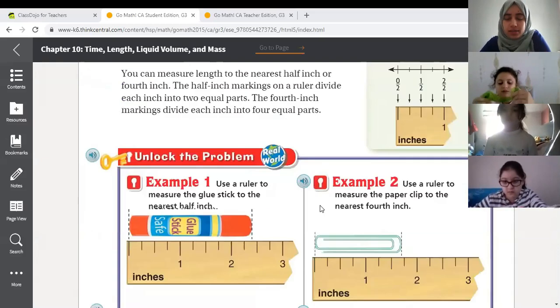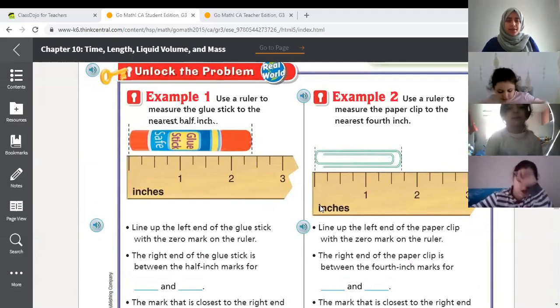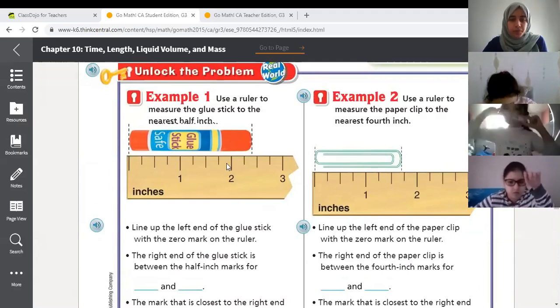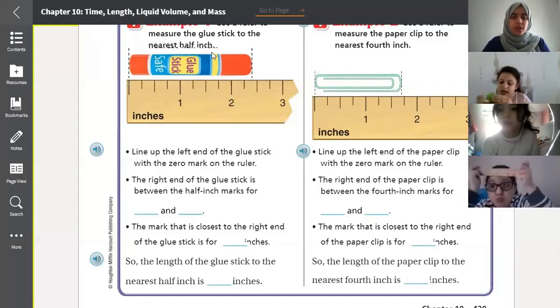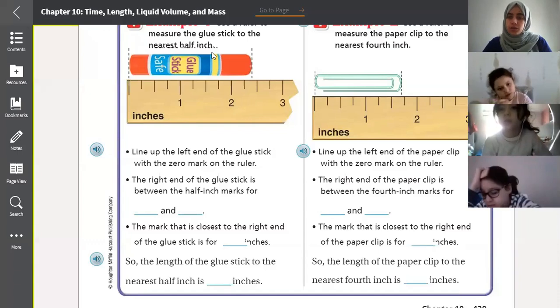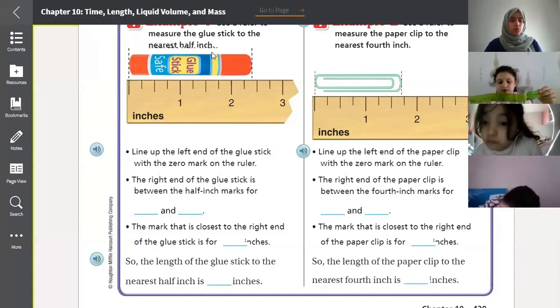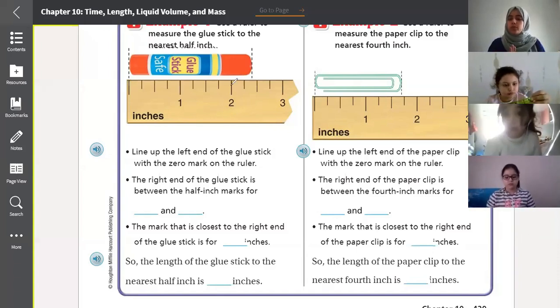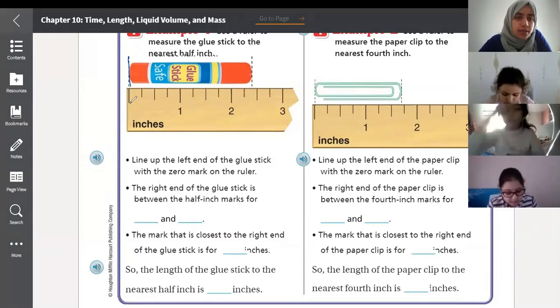So in example 1, we have a glue stick that is measured here in the picture of the ruler. We're using an inches ruler. If you have an inches ruler, it's preferred, but you can use a centimeter ruler if you don't have inches. The first thing you need to do when you measure any type of object is to be sure that the beginning of the object is next to 0.